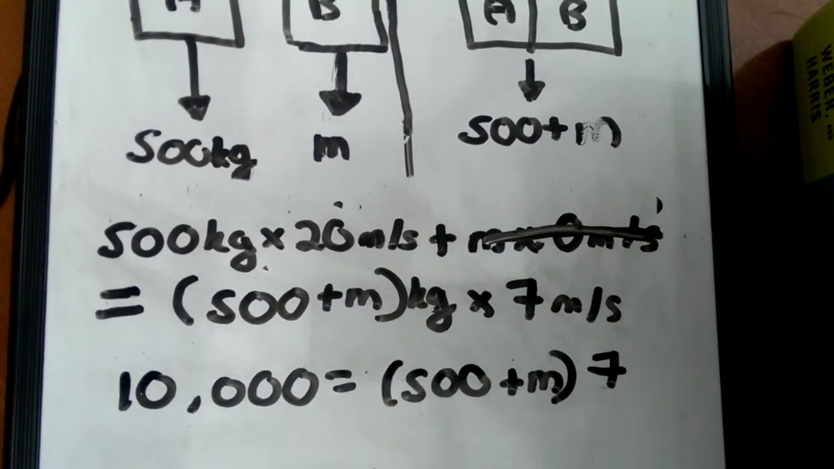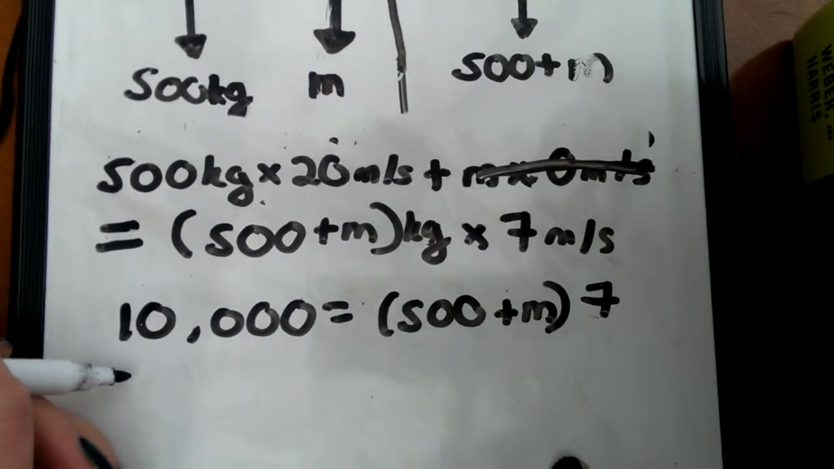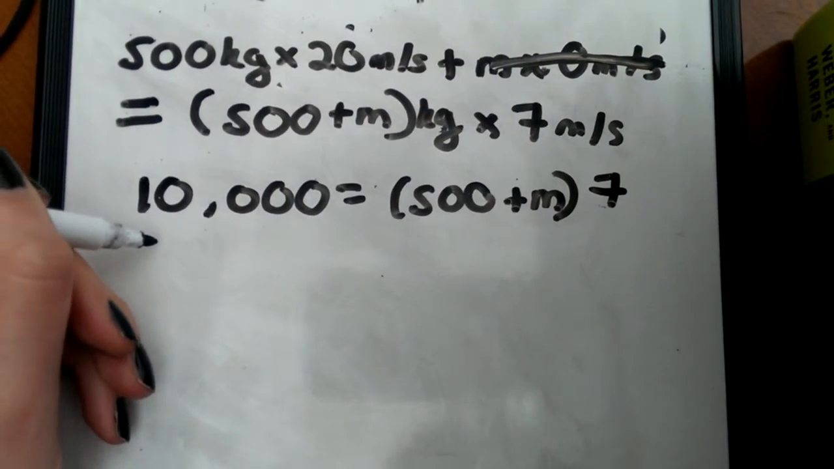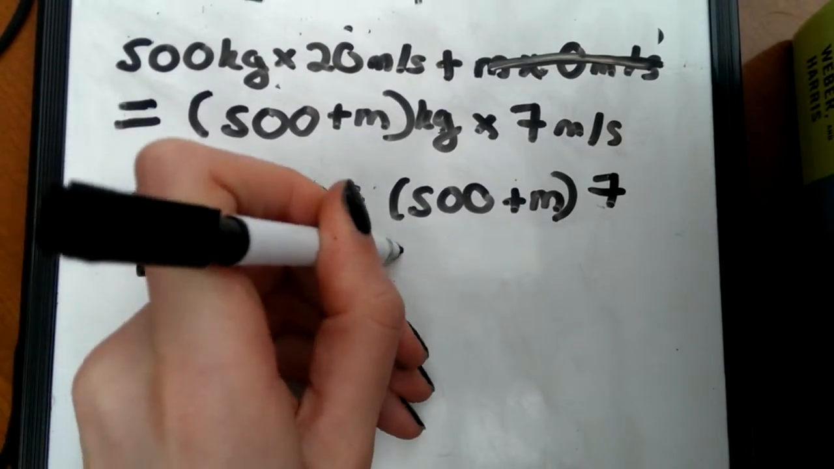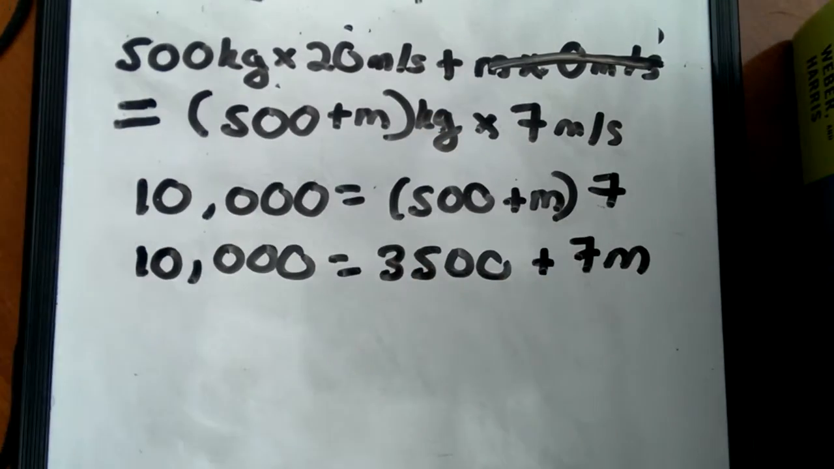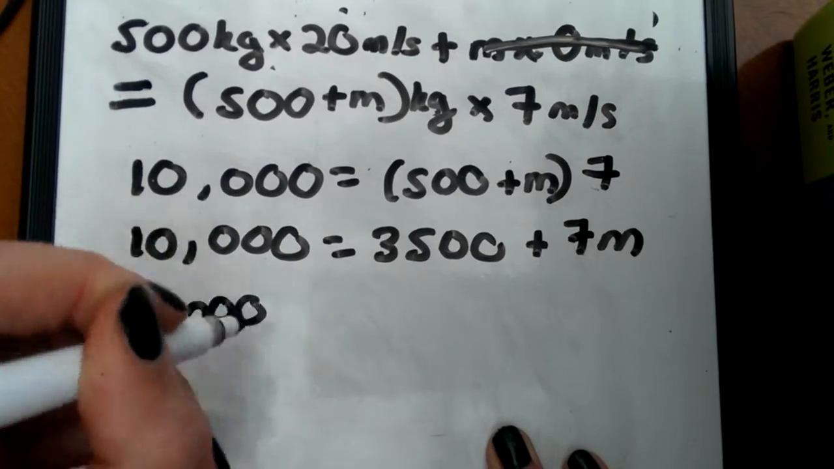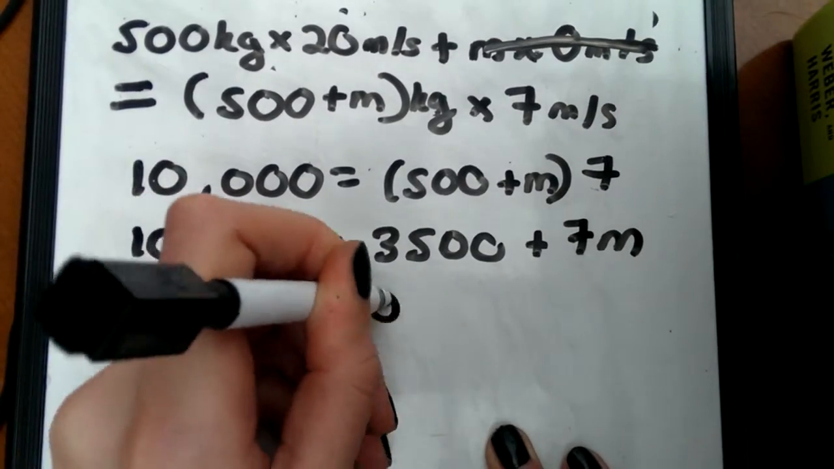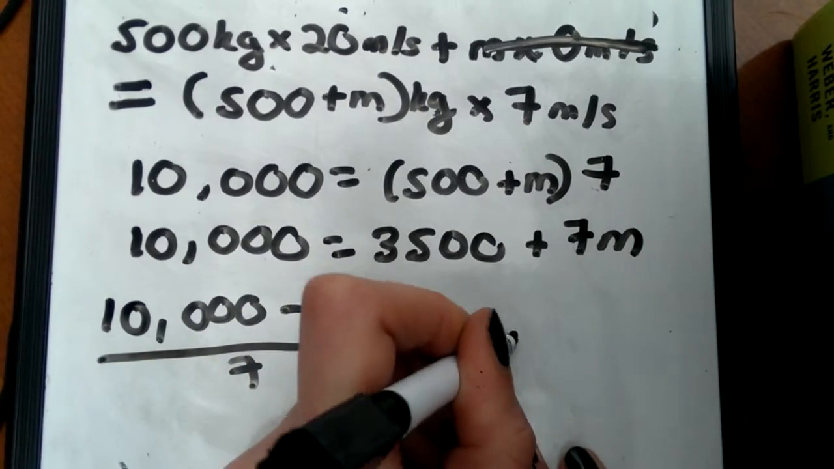And from this we can now rearrange to solve for m. So we've got, if I move this up, 10,000 equals 3,500 plus 7m. So again, I'm going to rearrange this further. 10,000 minus 3,500 divided by 7 equals m.